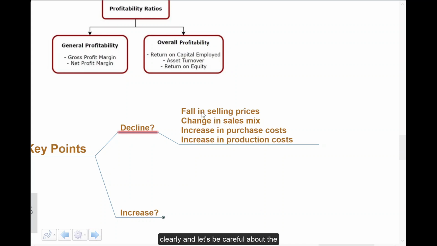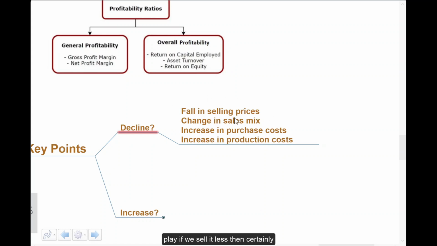Well, clearly, and let's be careful about the reasons here, because the OT questions do focus in on reasons, not just the calculation, certainly with this ratio. So certainly, if we have a decline, let's say year on year, quarter on quarter, certainly a fall in selling price has to be relevant. It has to be, because at the end of the day, the ratio is clearly gross profit versus revenue. If we reduce selling prices, we're reducing part of that fraction, and therefore we must say that that is in play.